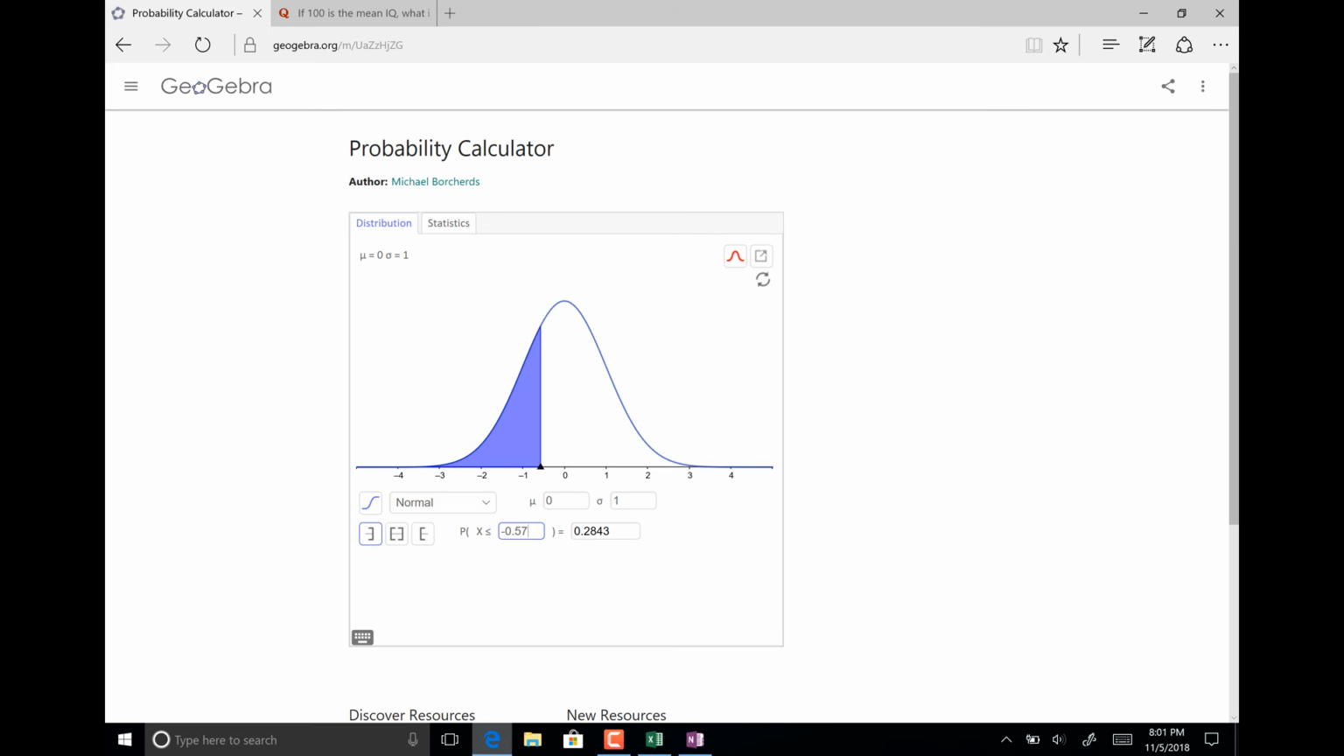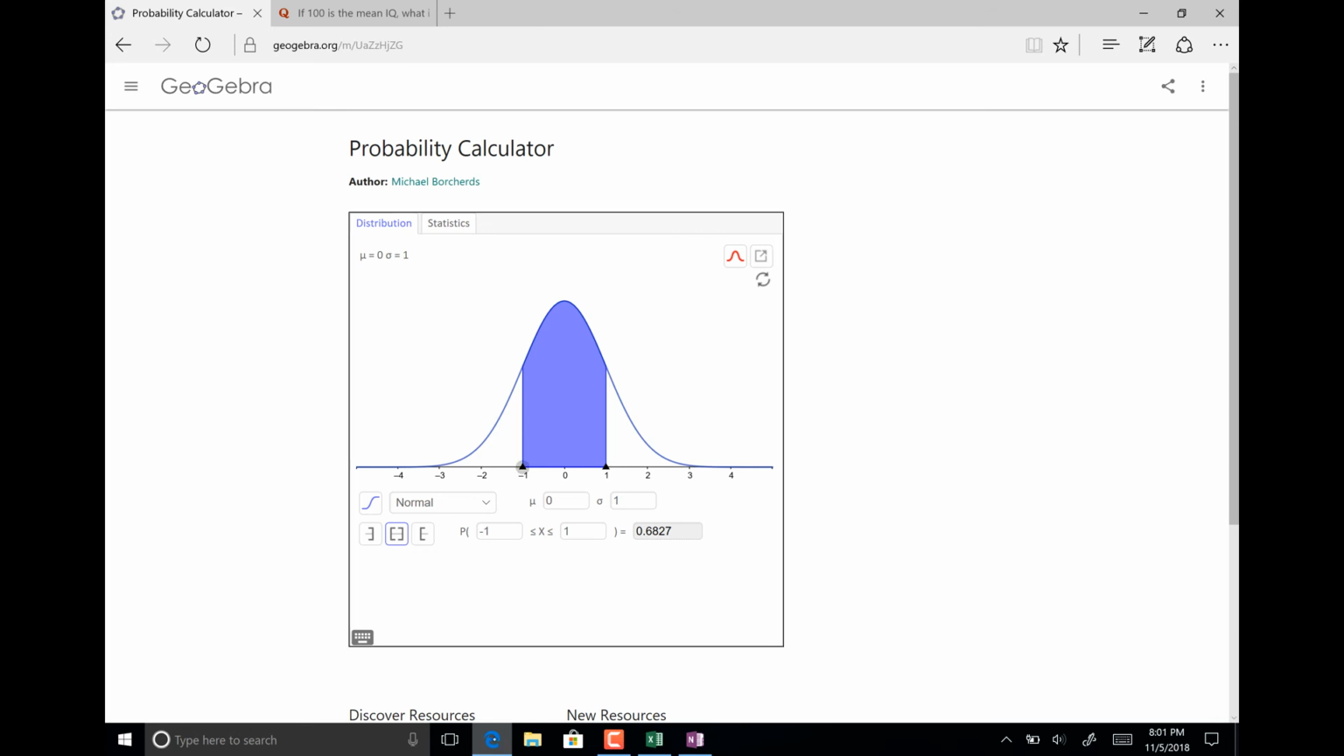A person could come in here, and this is the between one, if you will. You can click these little bars and doodads and drag them around. I find that a little annoying and off-putting, so I usually just type it in. Negative 1.5, for instance. Hit enter, and there it is. There's your 6% down there, right?